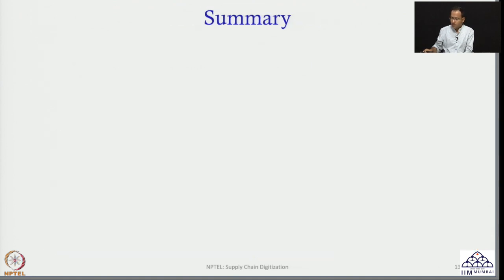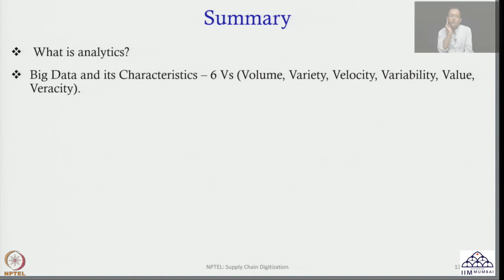So in summary, in the last lecture and this lecture, we talked about what is analytics. We discussed the various components of analytics: I need to have data, then from the data I will develop a model. The model will help me make better decisions, and using the decision it should create value for the organization. Then we also talked about big data and its characteristics, especially the 6 V's of big data: volume, variety, velocity, variability, value, and veracity.